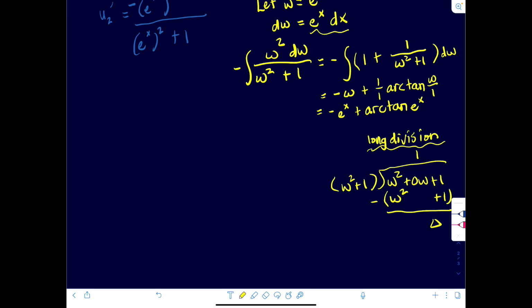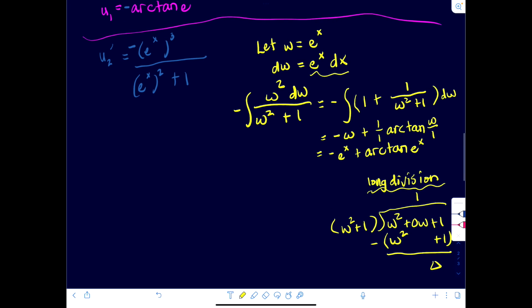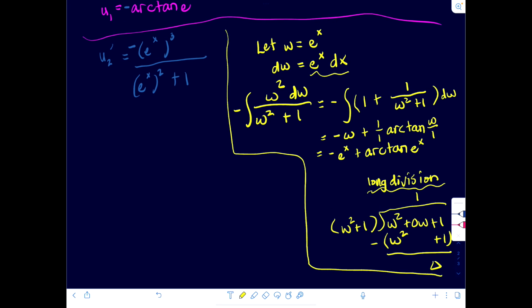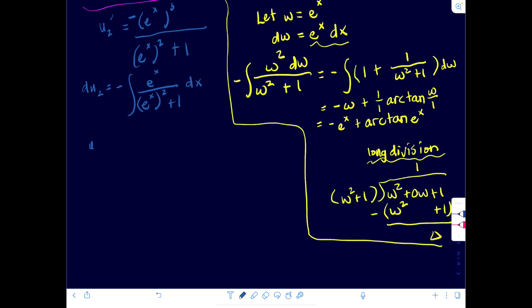All right, so bringing this back over here, du2 equal to negative integral of all of this stuff, so u2 is going to equal, I accounted for the negative already, we'll have negative e to the x plus arc tangent e to the x.